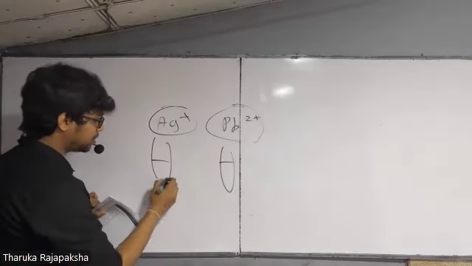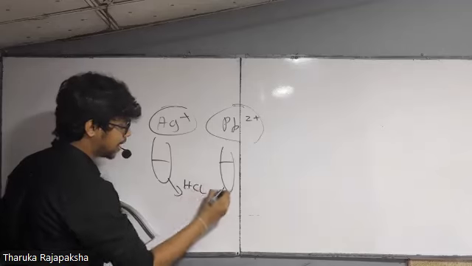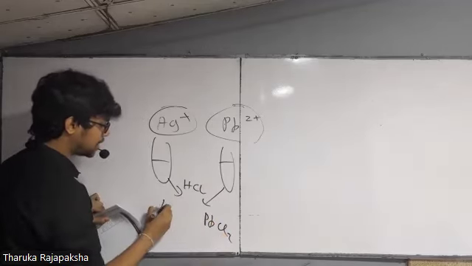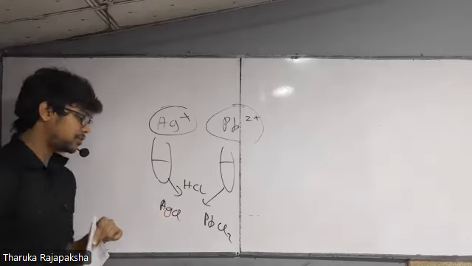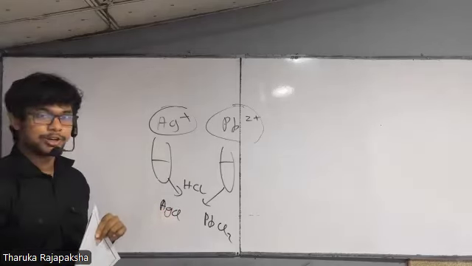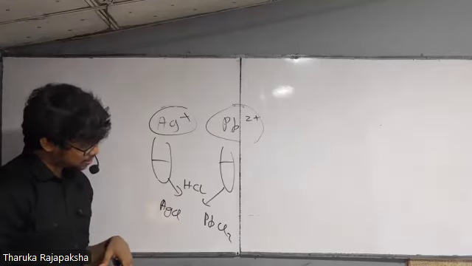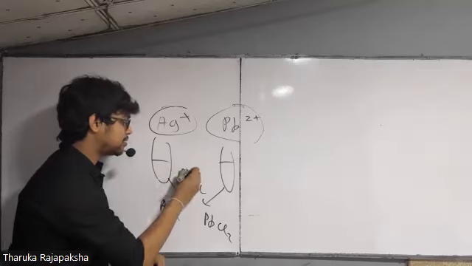Make it people. If you add HCl to this and to this both, you will get PbCl2 here and you will get AgCl here. And then what I'm going to do is you're going to put excess HCl.